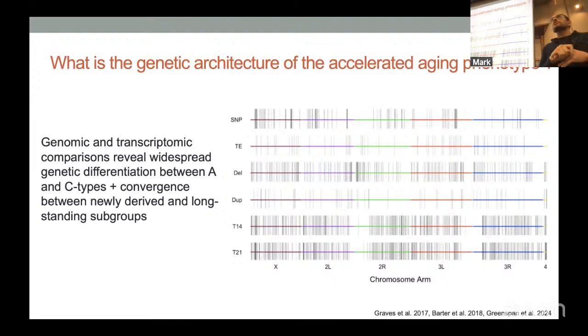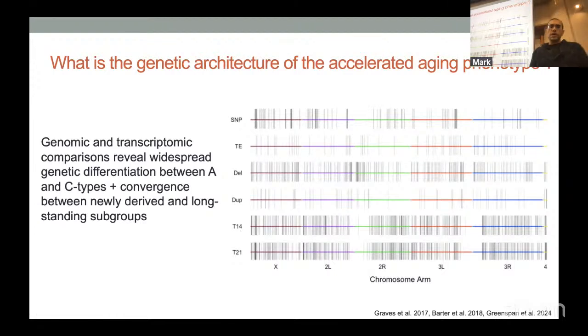And I found this was a really powerful approach for studying questions I was interested in about the dynamics associated with selection from standing genetic variation. So these plots here, it's kind of an aggregate of a bunch of different studies I was involved in, where we're looking at genetic variation in the A's and C's. So here, this is all the SNP variation. So every SNP would be a point of differentiation between the groups. We have transposable elements, deletions, duplications, and then this represents patterns of differential gene expression on 14-day individuals and day 21 individuals.